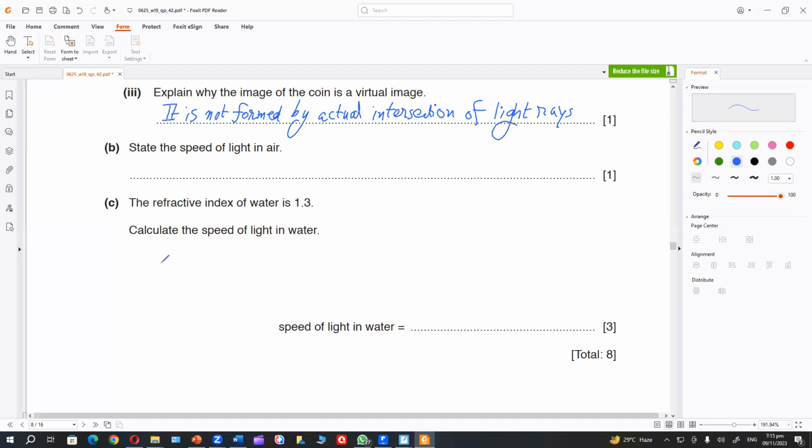State the speed of light in air. What is the famous number? 3.9 times 10 power. No, 3 times 10 power 8. 3 times 10 power 8 meter per second. The refractive index of water is 1.3. Speed of light in water.